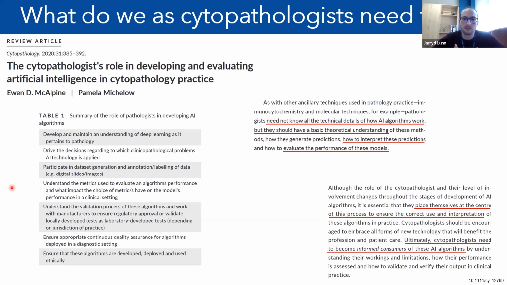What they stress is that we don't need to know all the technical details of how algorithms work or how they're programmed, but we do need a basic theoretic understanding of these methods in order to be key role players in deciding the metrics that need to be used, deciding how data sets are going to be generated, and on the interpretation of these results and to evaluate the performance of these models. I like the summary where they said cytopathologists need to become informed consumers of AI algorithms. And I think if we can get that right, we stand to gain so much, not only in capacity for our day-to-day practice, but in capacity for patient access as well as patient equity.